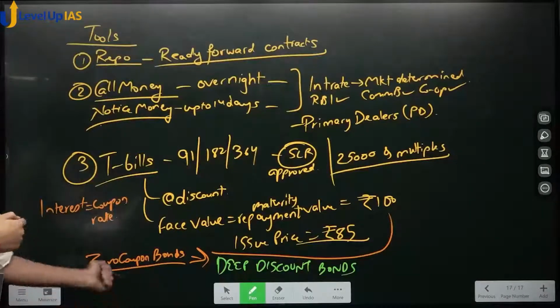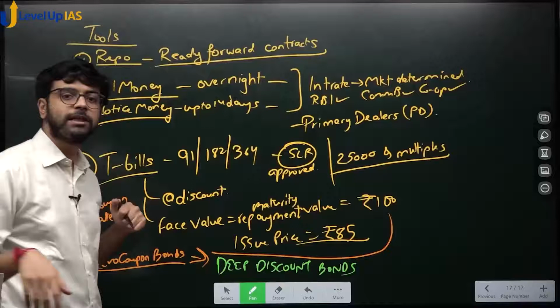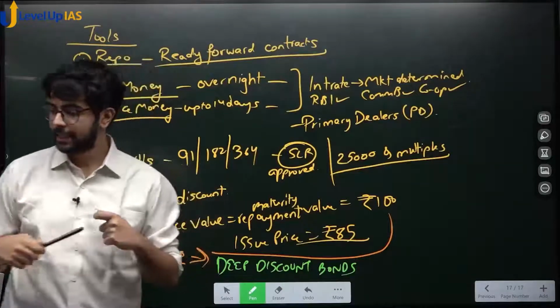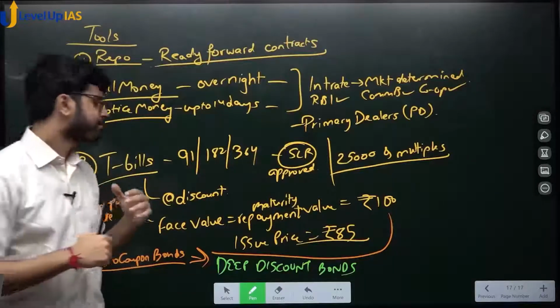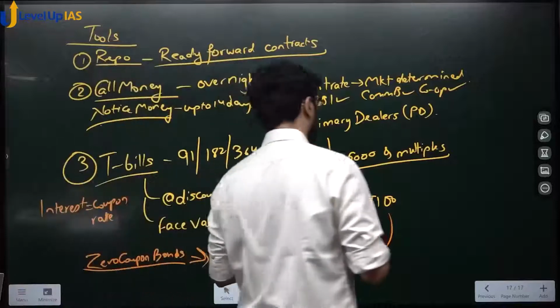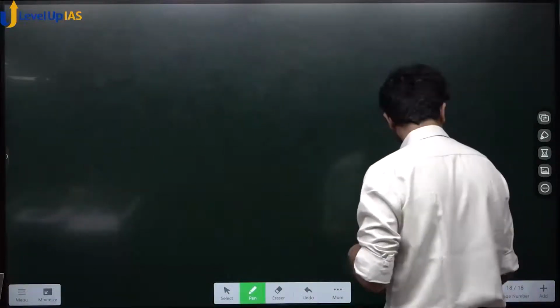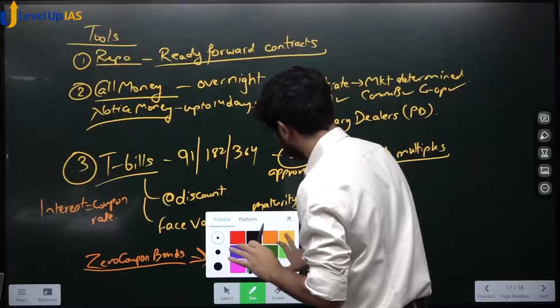Okay, so what are zero coupon bonds? We don't have any interest with them. Okay. They are of similar nature. See, the nature is very similar.